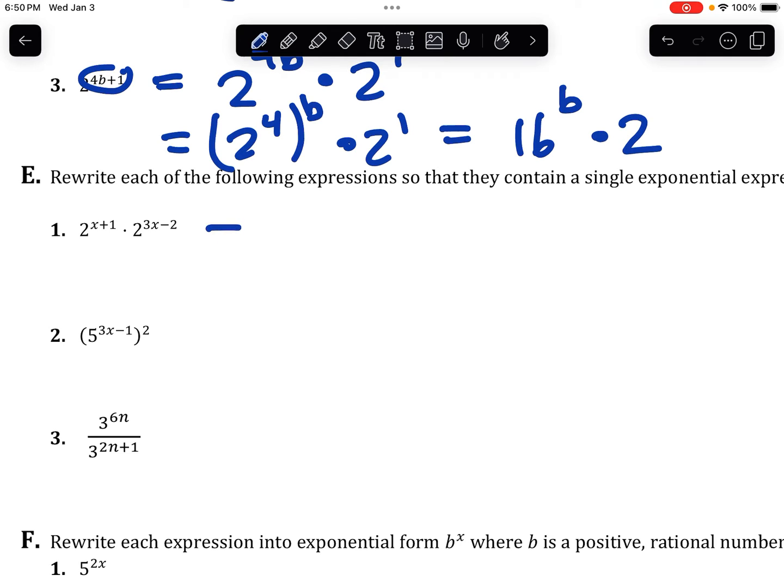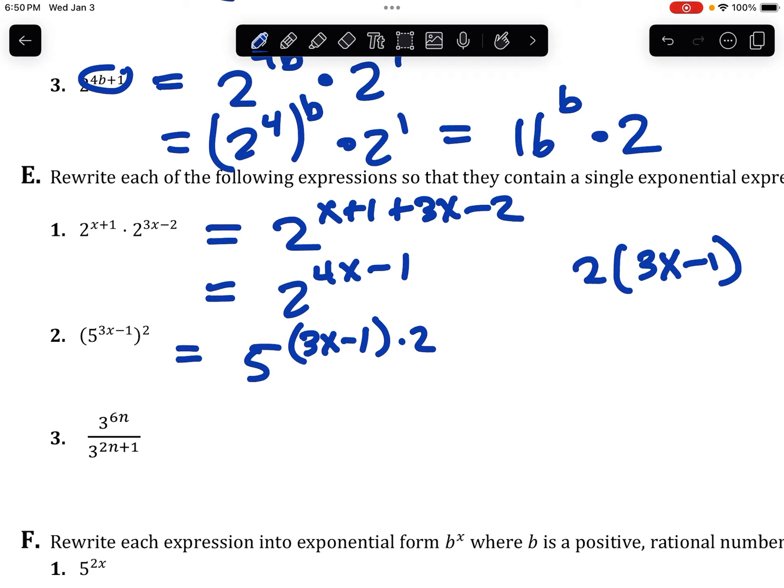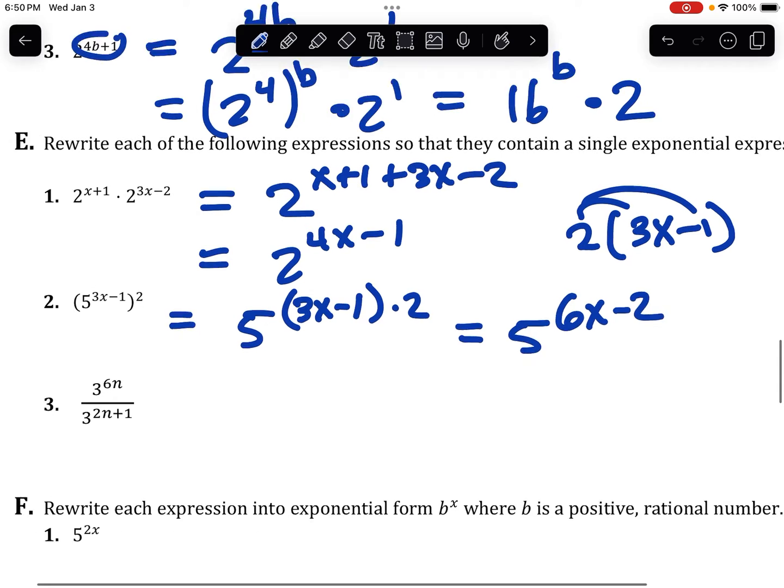Down below, I'm just going to use our rules again here. These have the same base. They're being multiplied. So we're going to add the exponents. So this gives you 2 to the 4x minus 1. This one is power to a power, so it's 5 to the 3x minus 1 all times 2. We're more used to seeing it look like this with our distributing, so feel free to rewrite that if that's easier for you. That gives you 5 to the 6x minus 2.